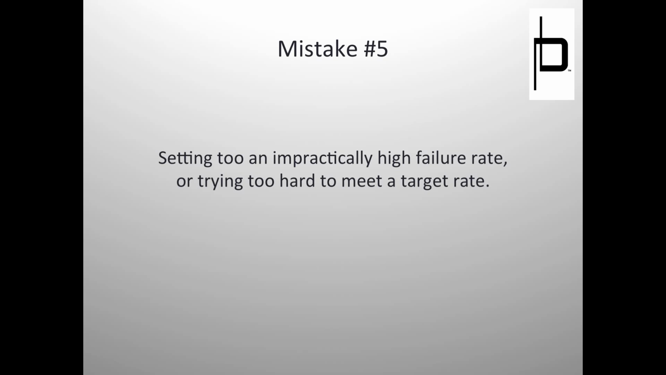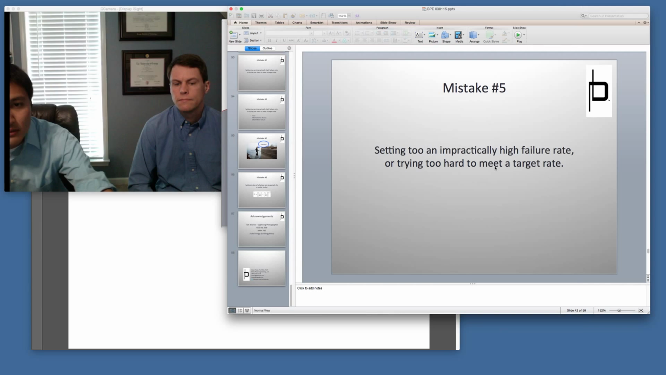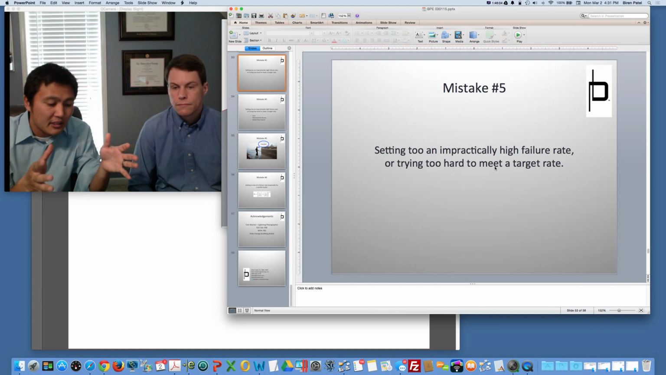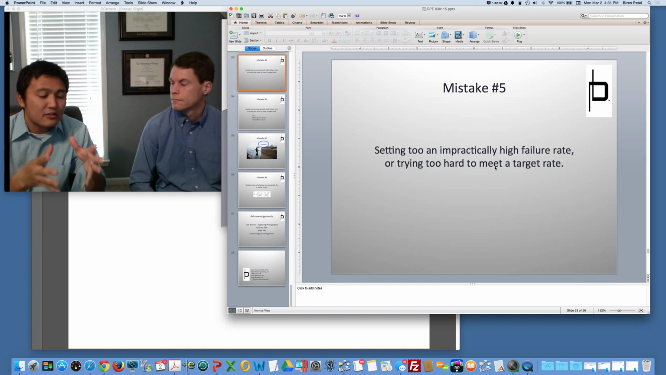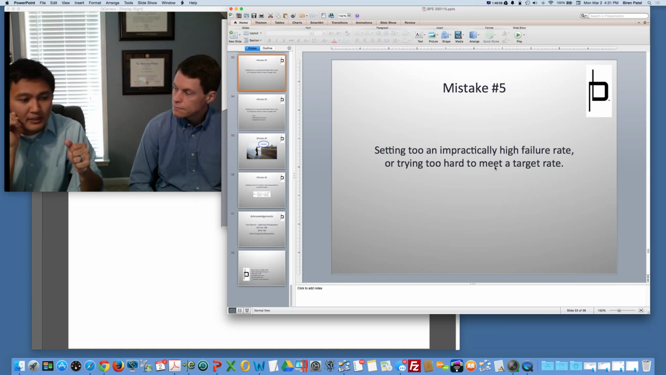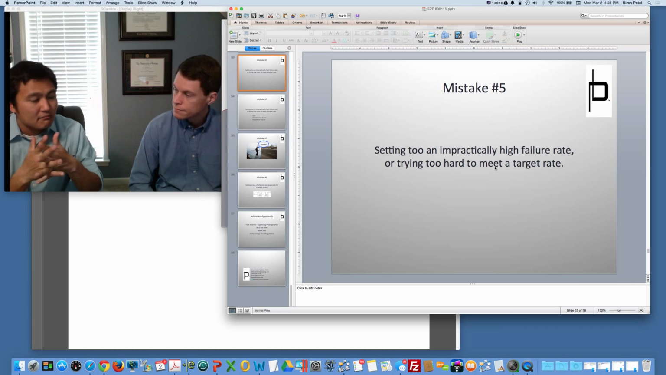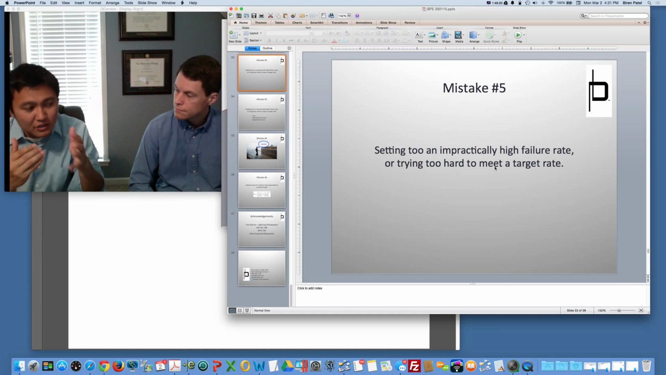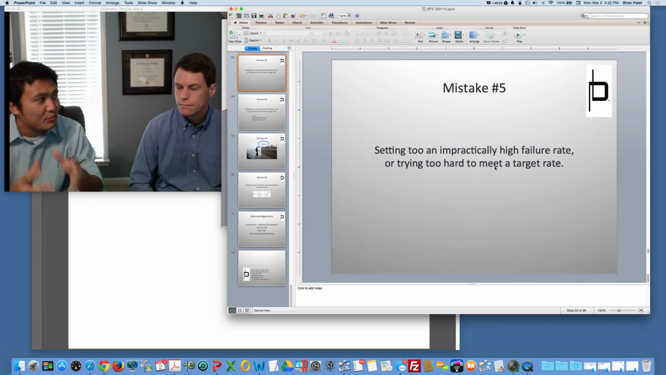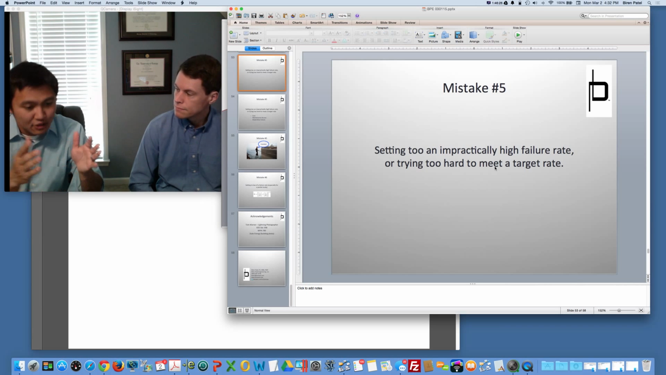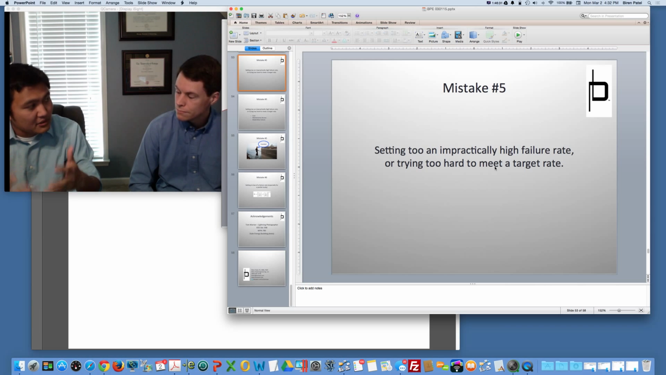And then the next thing is trying too hard to meet a target failure rate. Let's say you do your lightning protection and you've done a study, and your target failure rate is 1 every 400 years. And let's say you do it and you've got 1 in 350 years. If it costs you another $100,000, or $50,000 or something like that, to put up a mast to go from 350 years to over 400 years, is that necessarily worth doing?